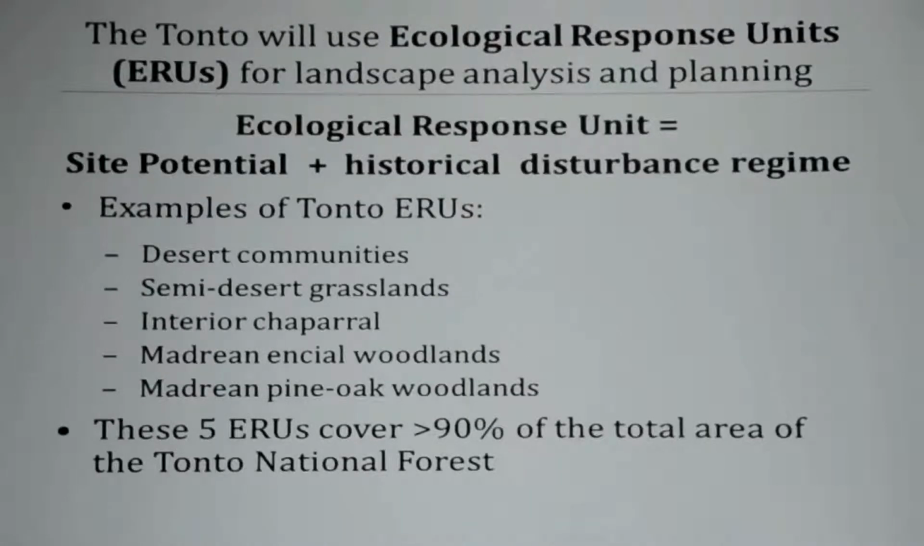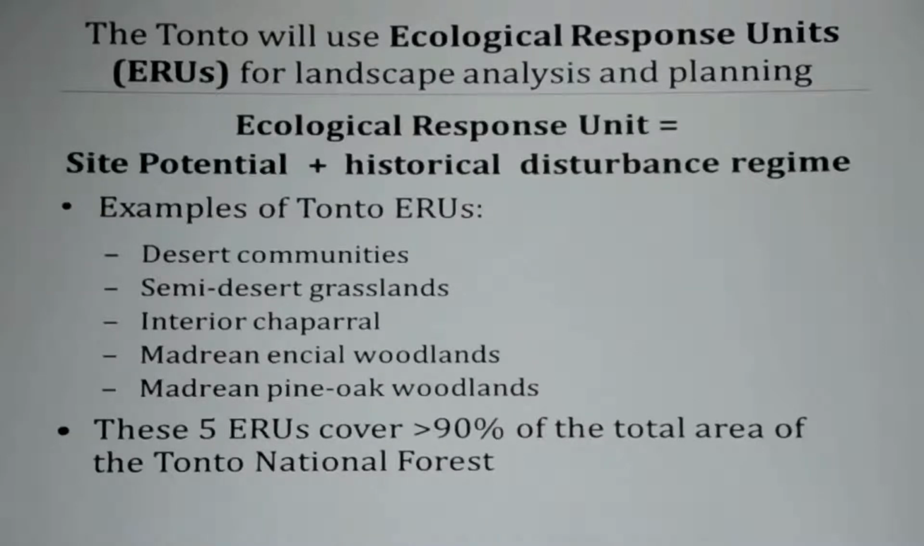Ecological Response Units, ERUs, is basically what I'm going to call them as we go through this. That entity is the site potential, vegetative site potential, plus the historical or normal natural disturbance regime. What would a community look like if we weren't here, basically?